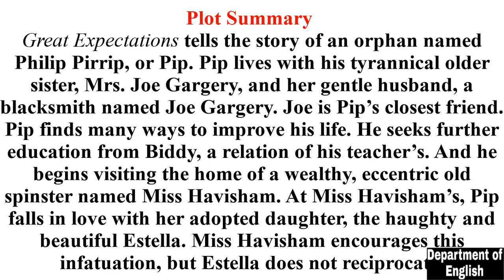Plot summary: Great Expectations tells the story of an orphan named Philip Pirrip, or Pip. Pip lives with his tyrannical older sister, Mrs. Joe Gargery, and her gentle husband, a blacksmith named Joe Gargery. Joe is Pip's closest friend. Pip finds many ways to improve his life.